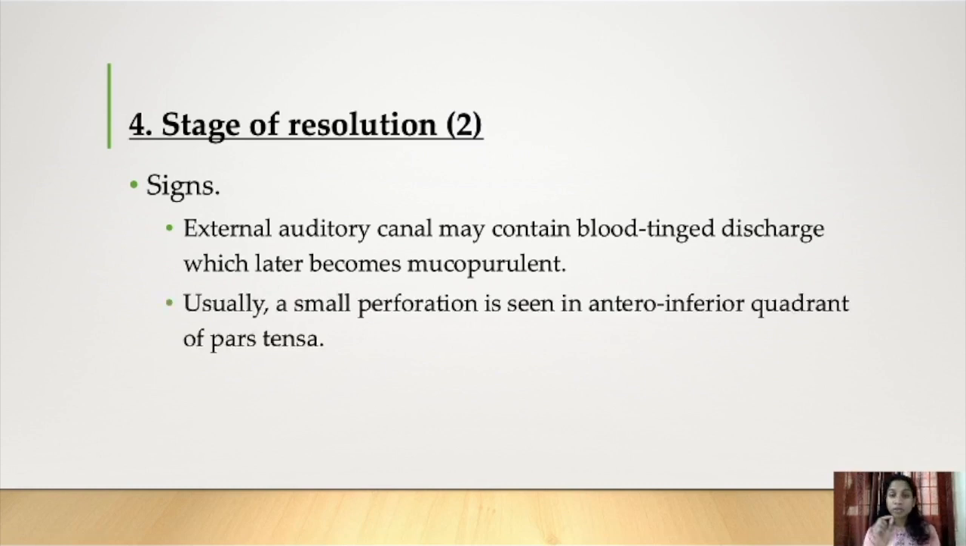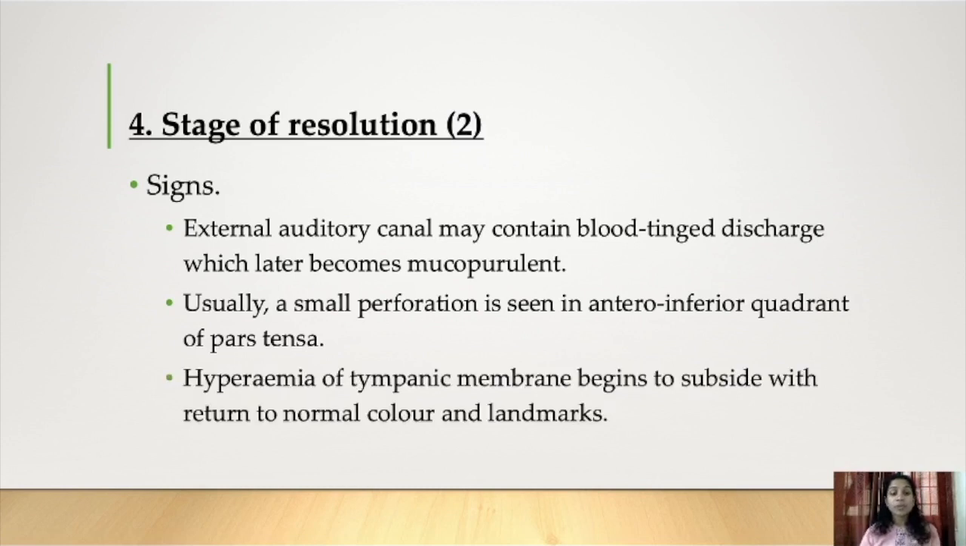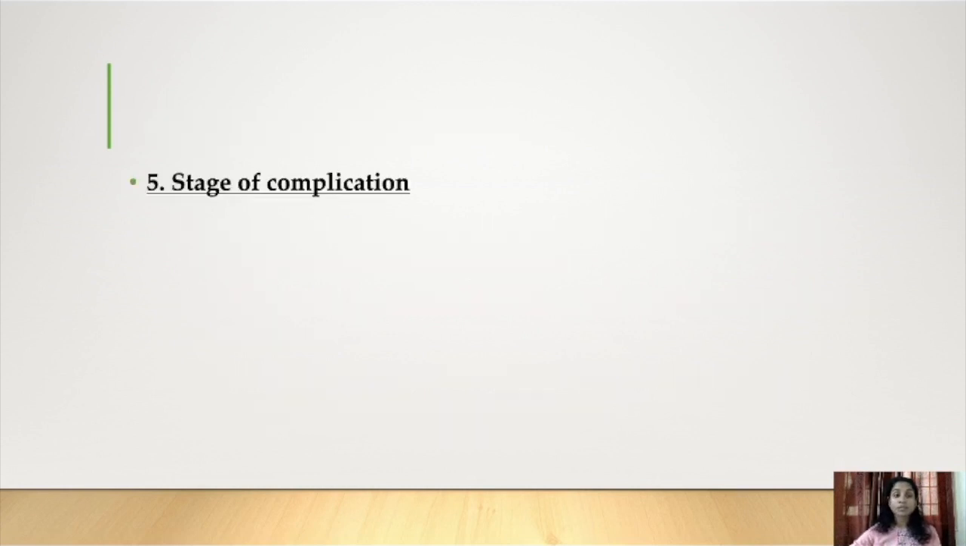Usually a small perforation is seen in the antero-inferior quadrant of the pars tensa. So in the pars tensa, in the antero-inferior part, we can see a small perforation through which this pus came out. Hyperemia of the tympanic membrane begins to subside with return to normal color and landmark. So it is a stage of resolution. So there it is going back to normal. So tympanic membrane hyperemia reduces and the normal color will come back.